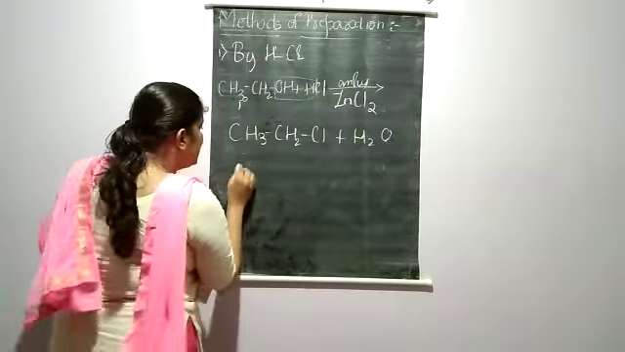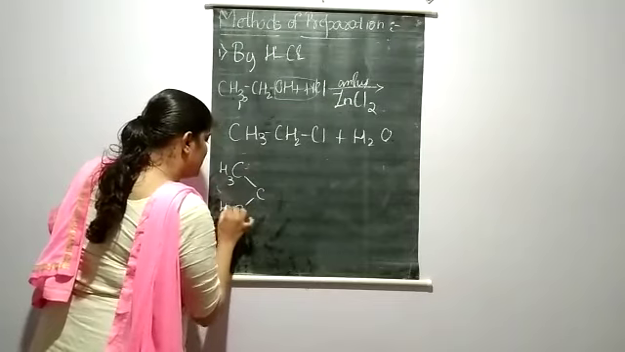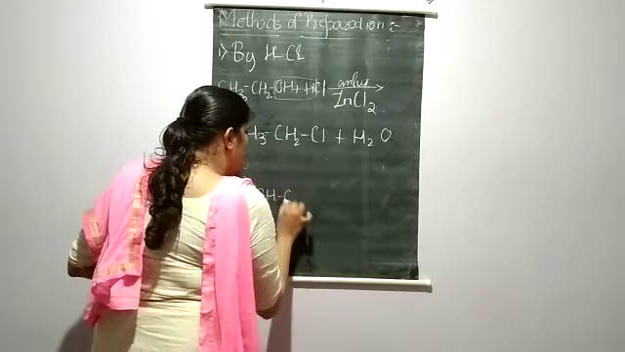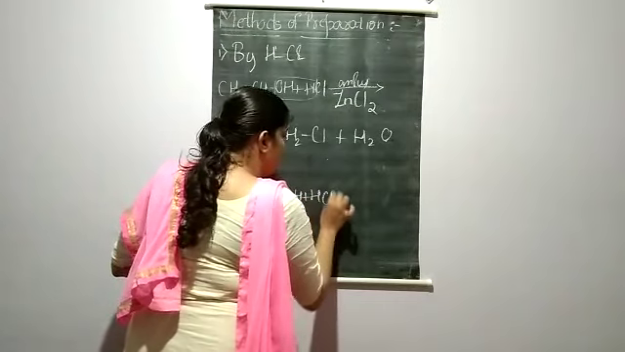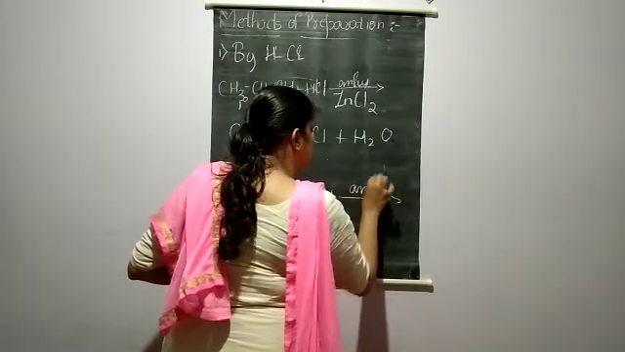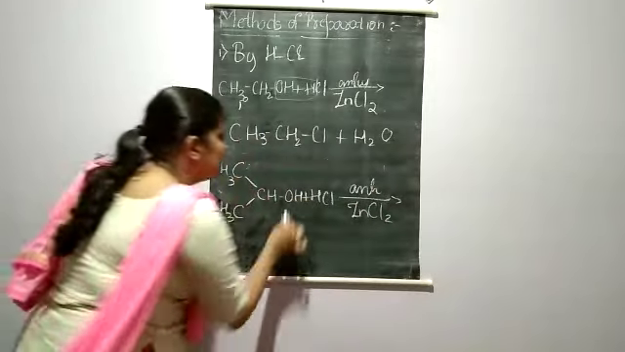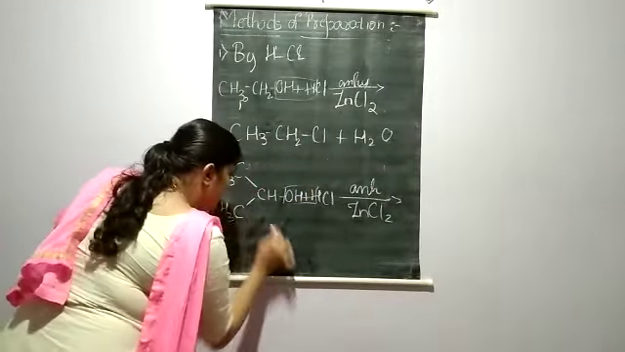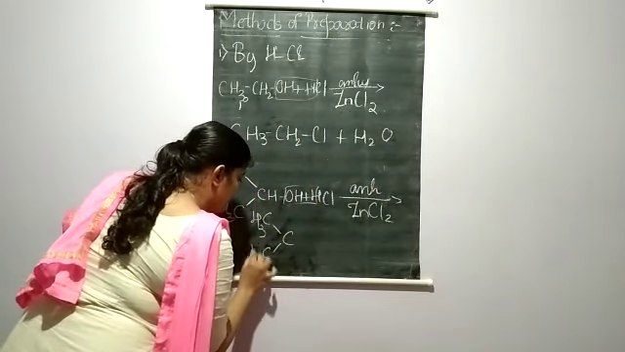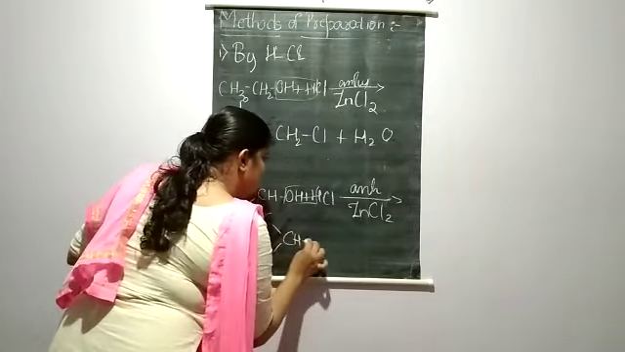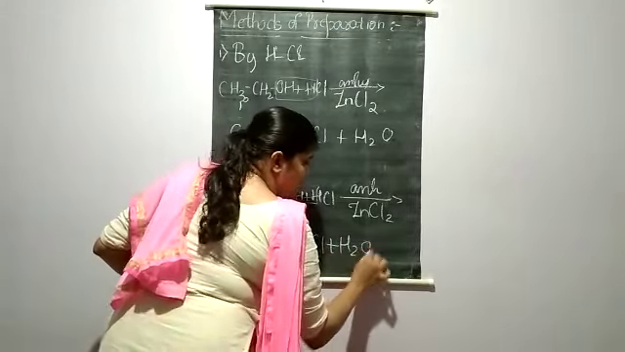Now if I take a secondary alcohol, suppose I have my carbon atom which is attached to the secondary alcohol. In a similar way, I am going to treat it with HCl and then anhydrous zinc chloride. Here again it helps in the breakage of the bond, the formation of a water molecule, and then one more, that is CHCl, and a water molecule.